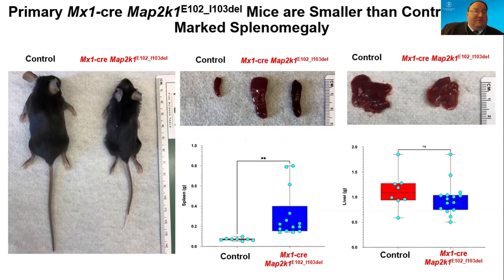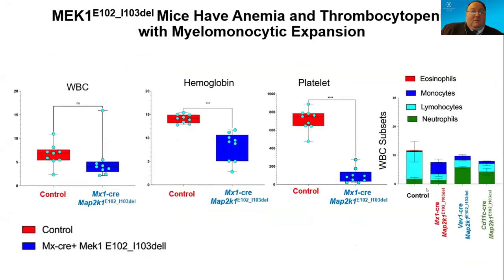When looking at the mice, we see that the MX1 CRE MEK1 mutant mice are small compared to littermate controls, so they had failure to thrive. These are spleens, showing significant splenomegaly. They also had hepatomegaly. When looking at the peripheral blood counts, the white blood cell count was not significantly different. For hemoglobin, there was significant anemia within the CRE positive MEK1 mutant mice compared to the CRE negative mice.